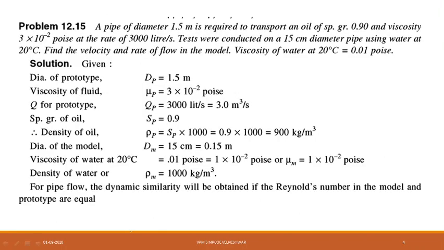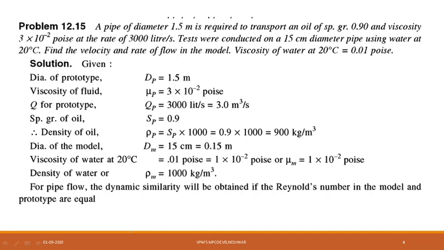Now here is a question, given for a pipe. A pipe of diameter 1.5 meter is required to transport an oil of specific gravity 0.9. So here there is an oil having specific gravity 0.9. I have to transport that oil from one location to another, and it has a viscosity of 3 into 10 to the power minus 2 poise at the rate of 3000 liter per second.